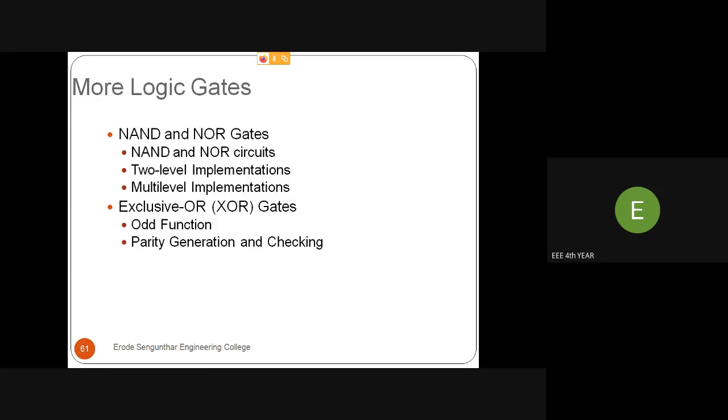topic as more logic gates. We have three types of logic gates. One is basic gates, second one is universal gates, and the third one is other gates. So the basic logic gates are basic binary operations gates. Okay, so AND gate, OR gate, and NOT gate are the basic logic gates. NAND gate and NOR gate are the second type of gate. It is universal gates. Third, the other gates are exclusive OR gate and exclusive NOR gate.